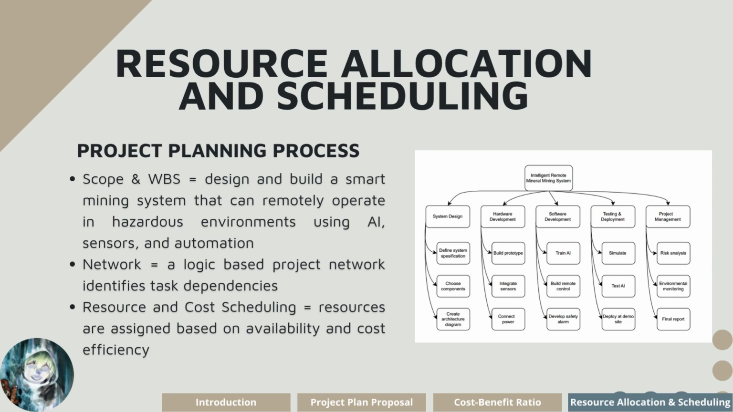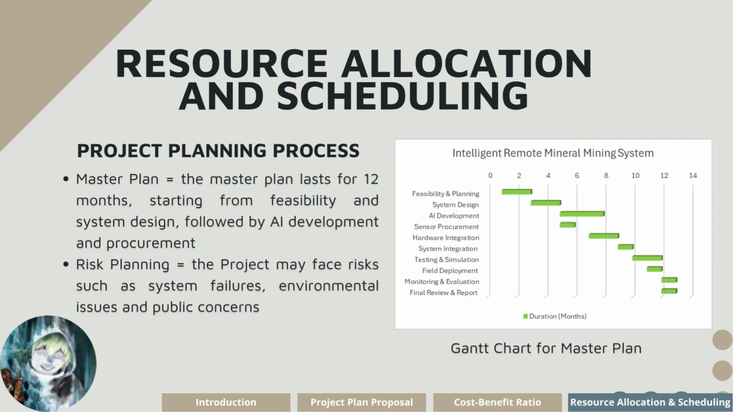For the first point, scope and WBS, we will design and build a smart mining system, and as shown on the figure on the right side of the slide, the WBS starts from system design, hardware and software development, testing, and project management. The second is network, a logic-based project network identified the dependency, and the third is resource and cost scheduling. Resources are assigned based on availability and cost efficiency. The fourth point is master plan.